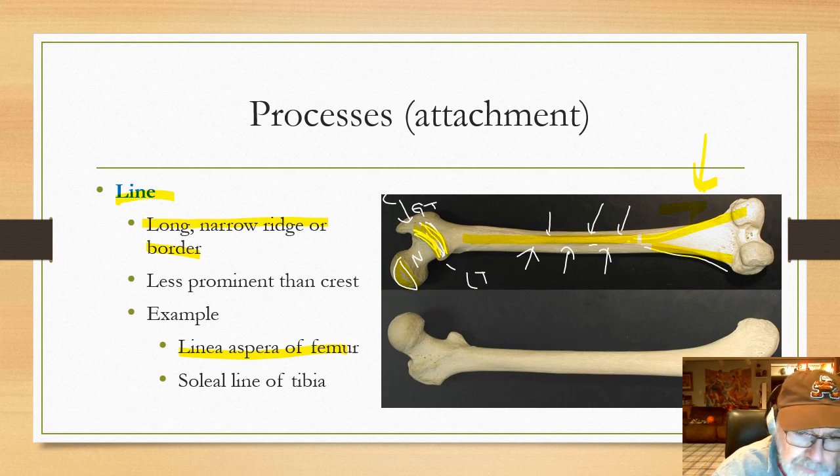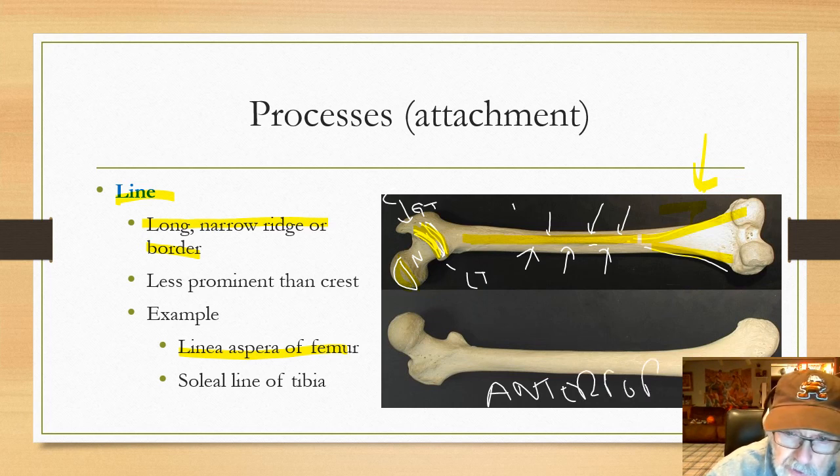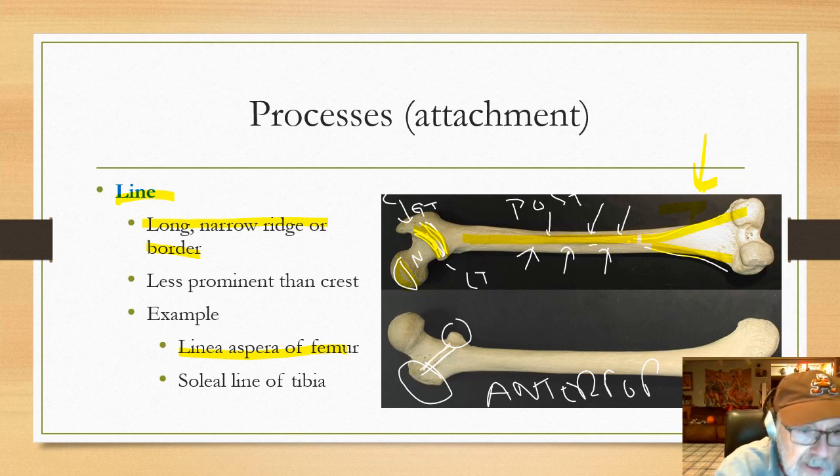Also, while up here we talked about the intertrochanteric crest, on the anterior side, and this view down here is anterior, or this is posterior up here, there's the lesser trochanter and the greater trochanter. There's a smaller area here that connects the two, and that's called the intertrochanteric line. So a line is sort of like a smaller version of a crest.